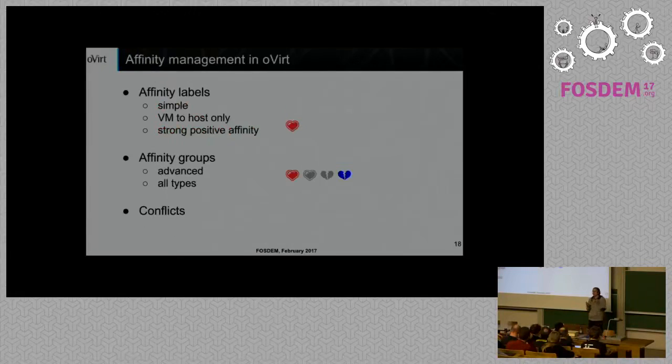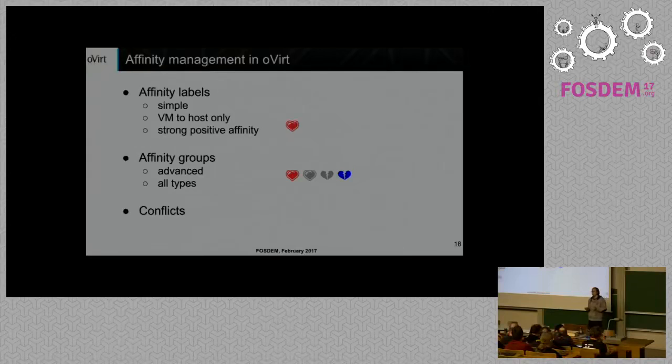So now I described affinity in general. I assume other projects might want to have affinity or already have affinity. I know Kubernetes supports affinity. Now, what do we have in oVirt? In oVirt, we have two different kinds of affinity. We have affinity labels and we have affinity groups. We decided to do it like this for one simple reason.